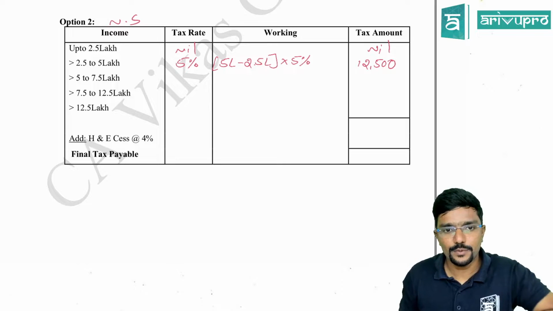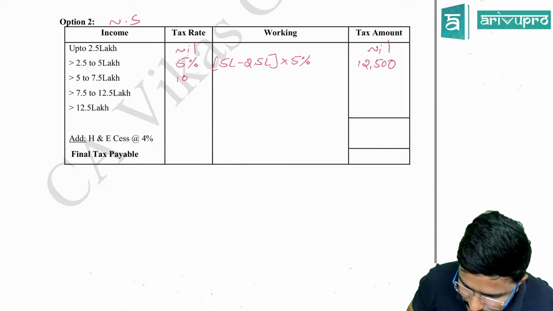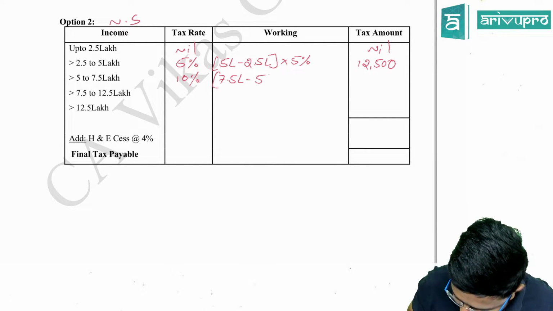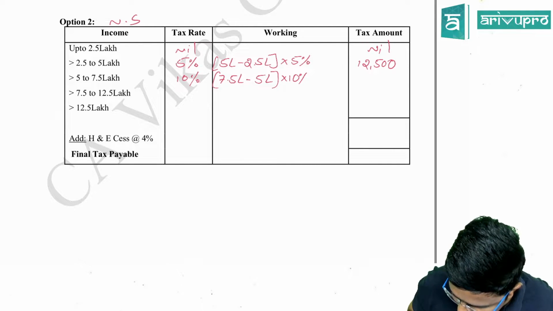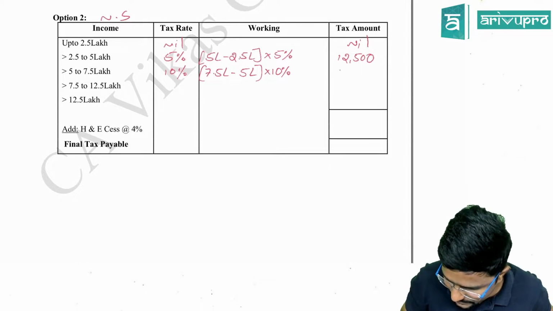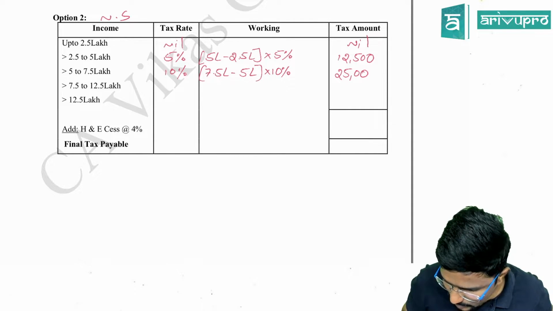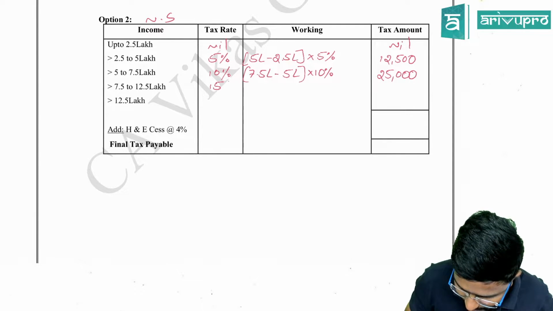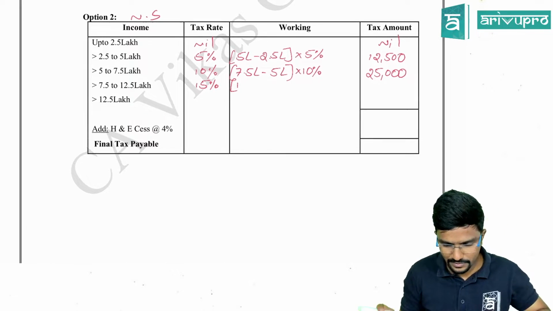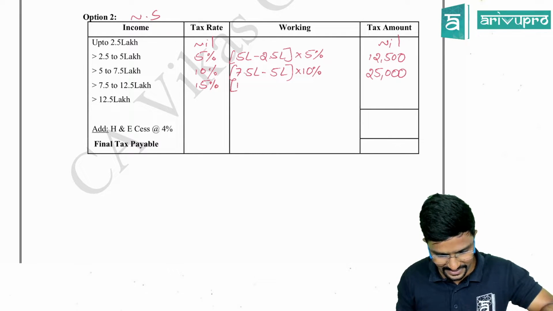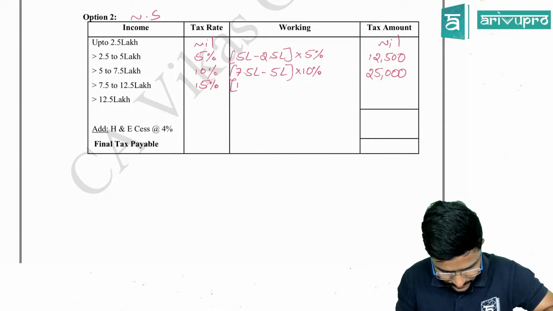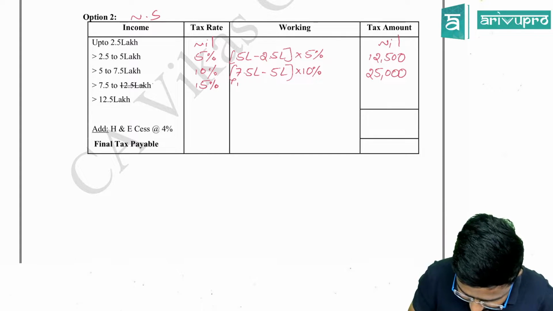More than 5 lakh up to 7.5 lakh, the tax rate is 10%. So 7.5 lakh minus 5 lakh into 10%. So again, it is 25,000, 2 lakh 50 into 10%. Then 7.5 lakh to 12.5 lakh, 15%. Is one thing in between missing? Just a second. Up to 10 lakh is missing. This should be up to 10 lakh.